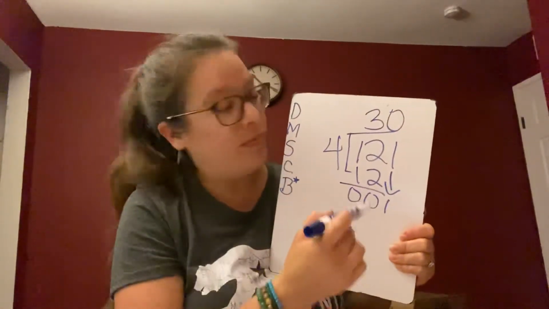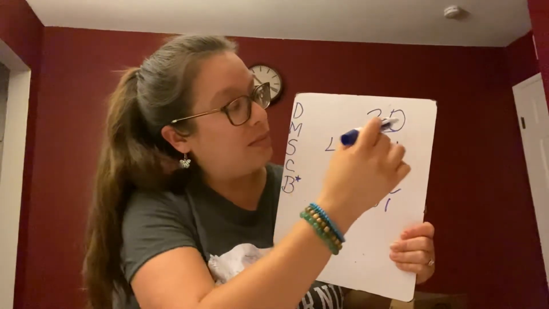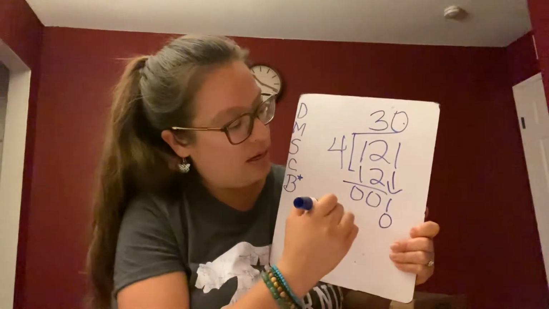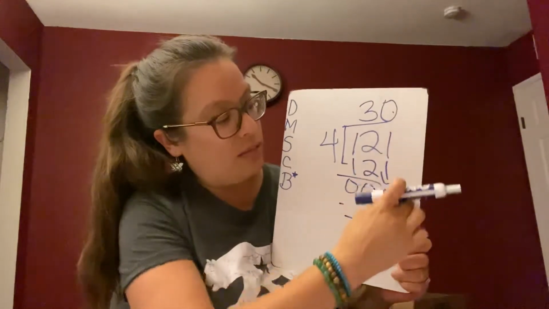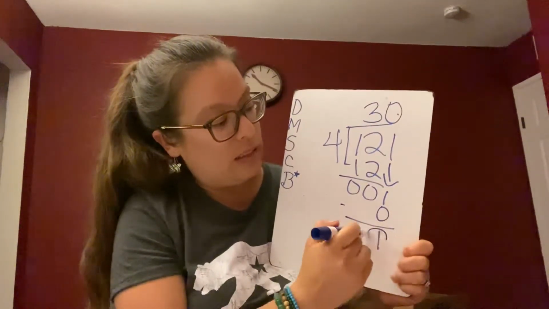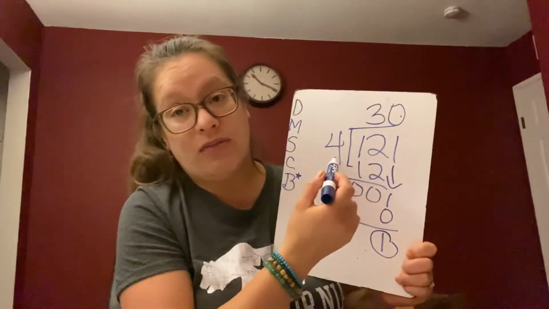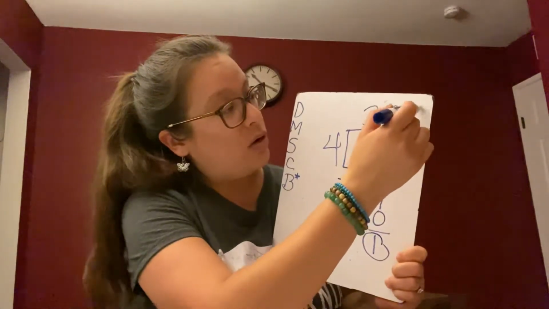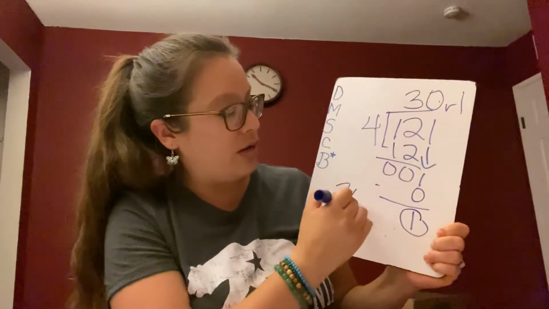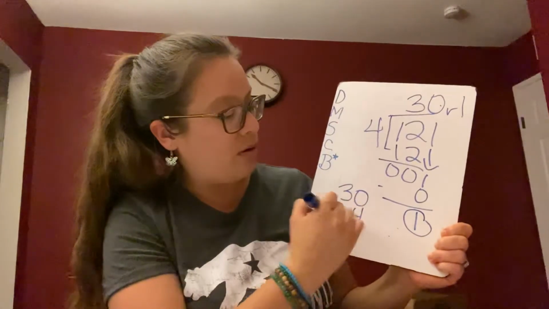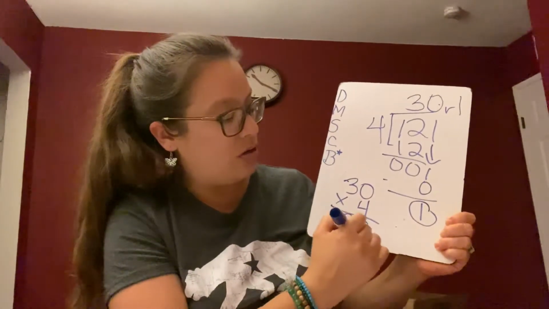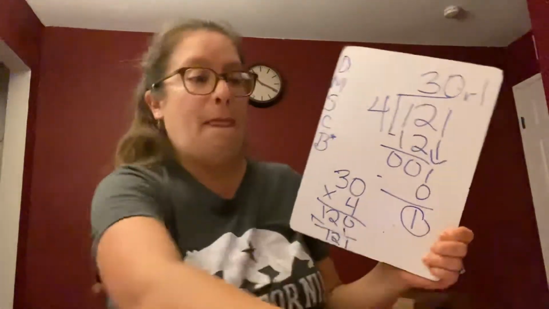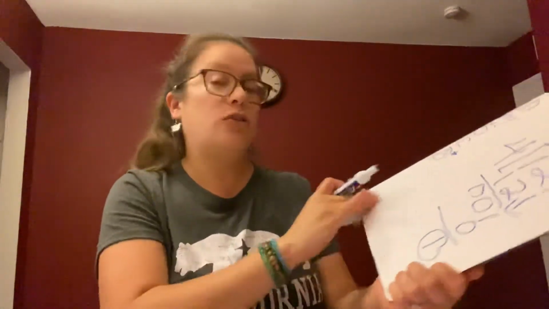It can't go into it. Multiply. 4 times 0 is 0. Subtract 1. Check my work. Can I bring something down? No. Is this number smaller than my divisor? Yes, that is my remainder. 30 times 4, 0, 12 plus 1, 121.